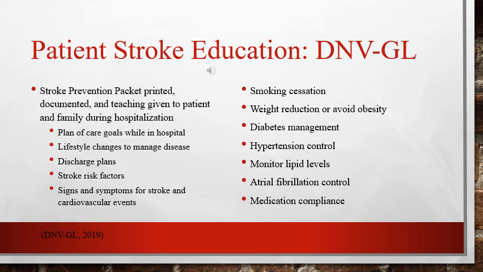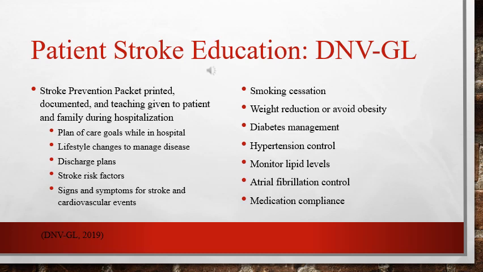Part of the standard of care for these patients, you want to make sure you have a plan of care, goals in the hospital. These need to include nutrition. What is their nutrition goals while they are here as well? Are we addressing nutrition? This is a big thing for DNV. What type of lifestyle changes do they need to make? What are our discharge plans? Where are they going to go? Is case management involved? What are our risk factors that we want to avoid? What are some signs and symptoms of stroke and cardiovascular events that we need to tell our patients to be looking for when they are discharged?